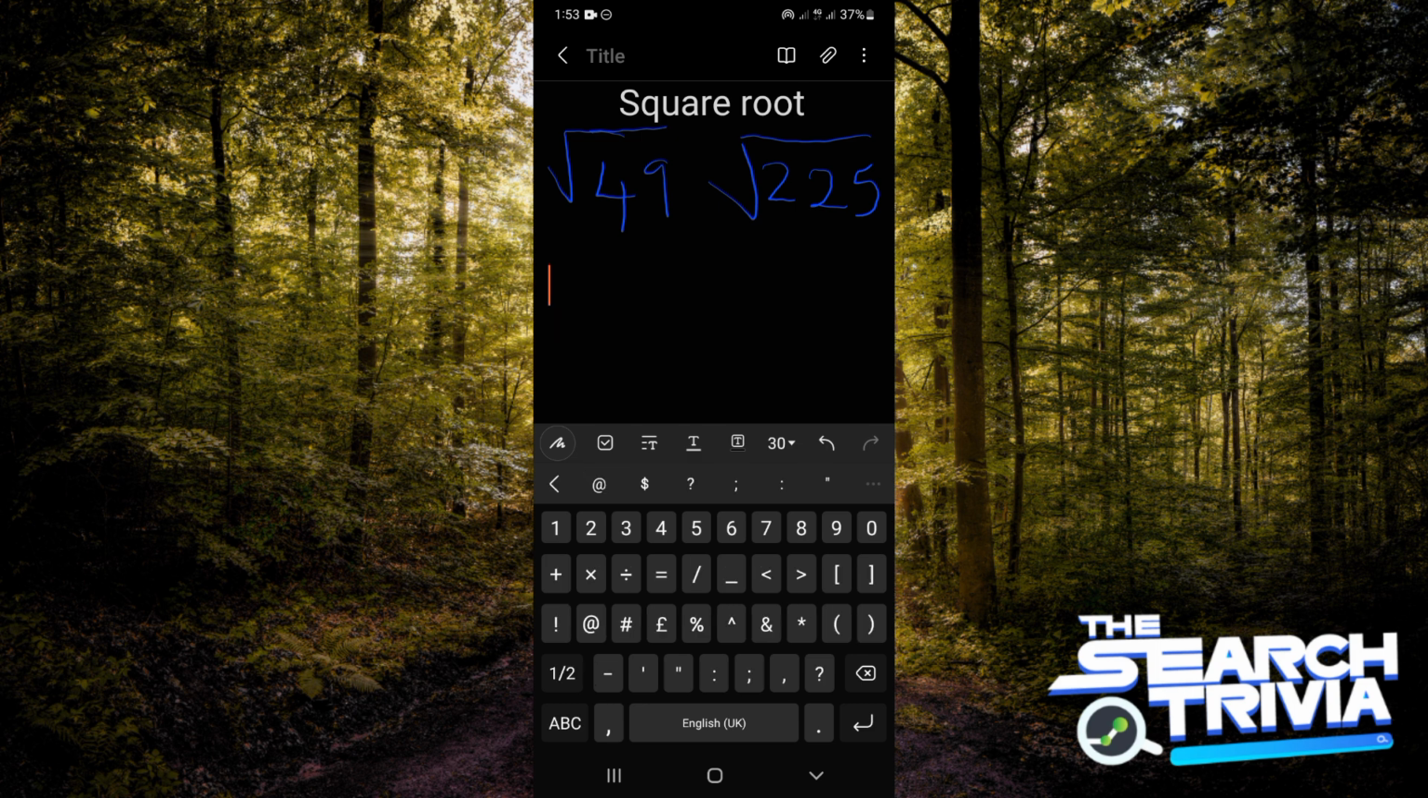Now in the case of 49, 7 times 7 gives you 49. The square root of 49 is 7. And in the case of 225, 15 times 15 gives you 225, and this is the square root of this number.